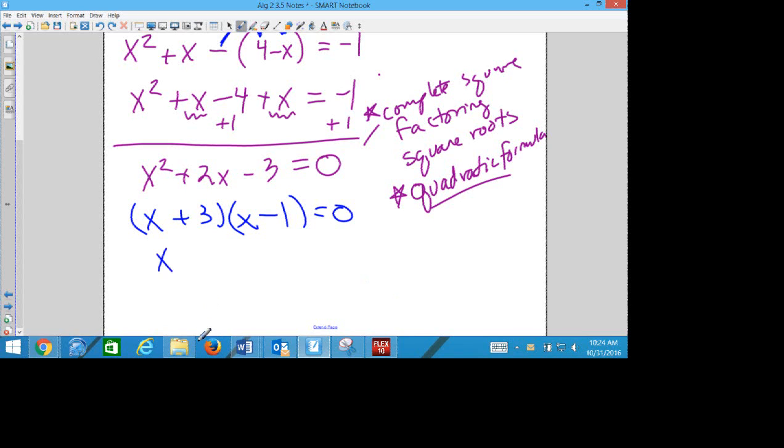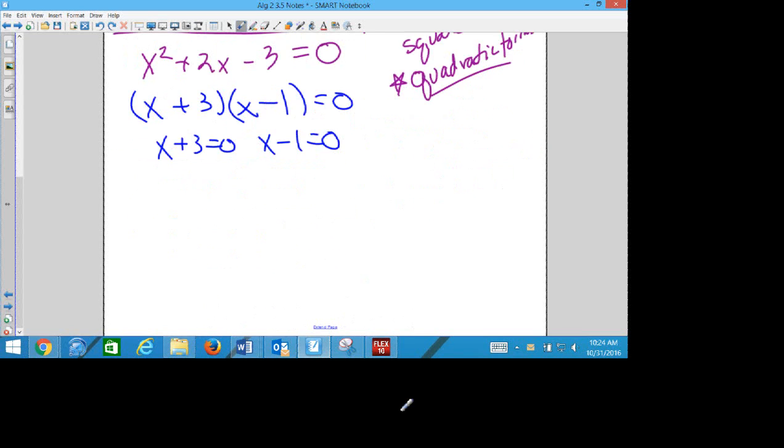So then x plus 3 equals 0, x minus 1 equals 0. We get -3, positive 1. But that's not the answer. What are we trying to do?